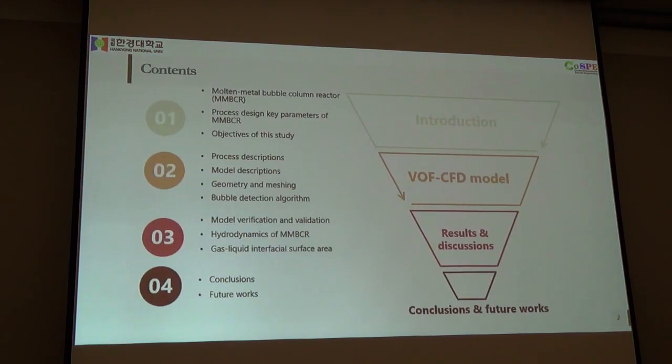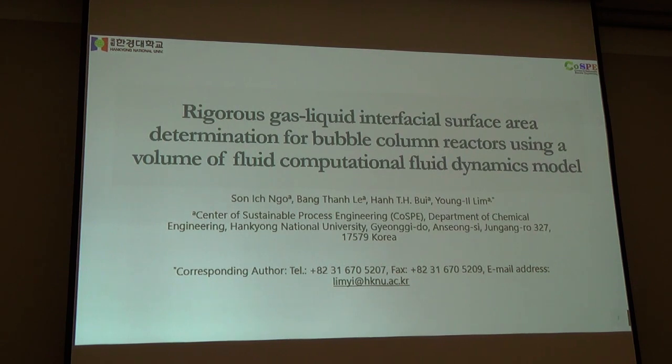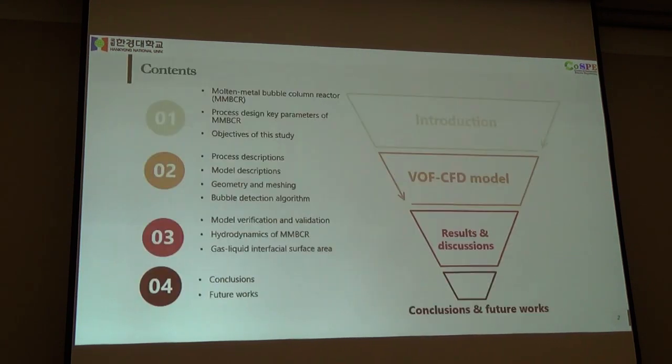Today I would like to talk about the Euler-Euler CFD model for the molten metal bubble column reactors. My talk is divided into four parts. In the introduction, I talk about the molten metal bubble column reactors, the key process design of the MMBCR, and the objective of this study.